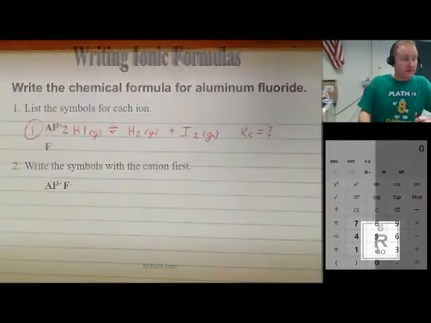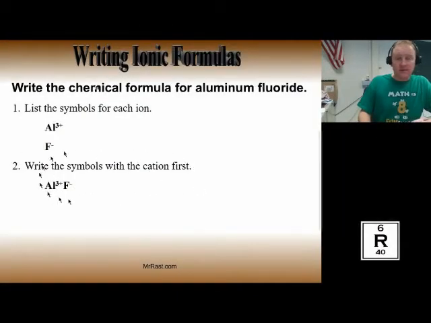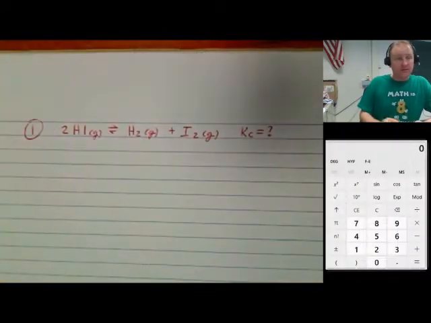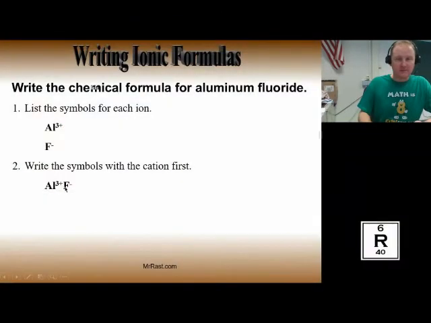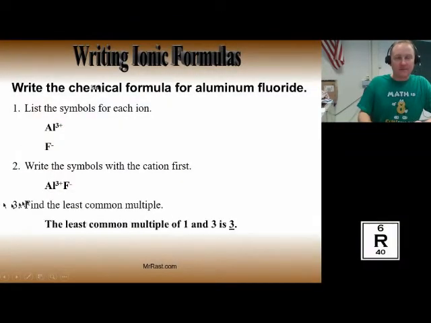The next thing we're going to have to do is write out the symbols. Always put the cation first. Remember, the cation is the positively charged one, and then we're going to figure out the least common multiple between these two. So we have a 3 and a 1. Remember, we're trying to balance these charges out. So the least common multiple between a 3 and a 1 is a 3. And so aluminum goes into 3 just once, and fluoride goes into 3 three times. We've done this a few different ways in class.